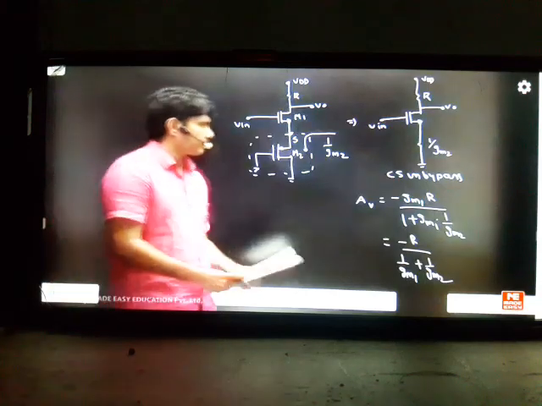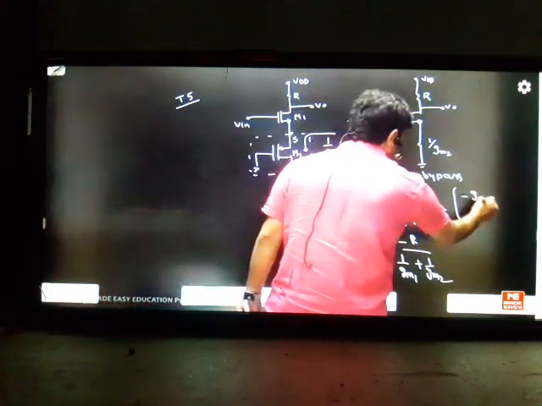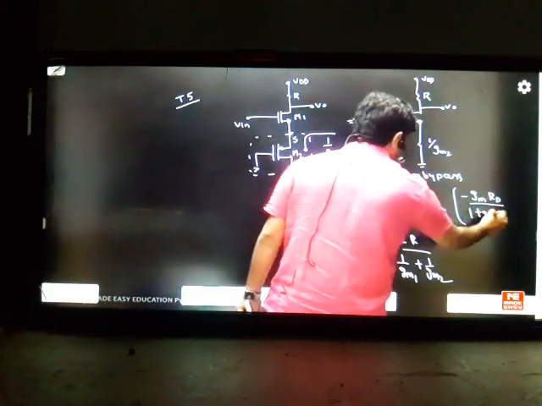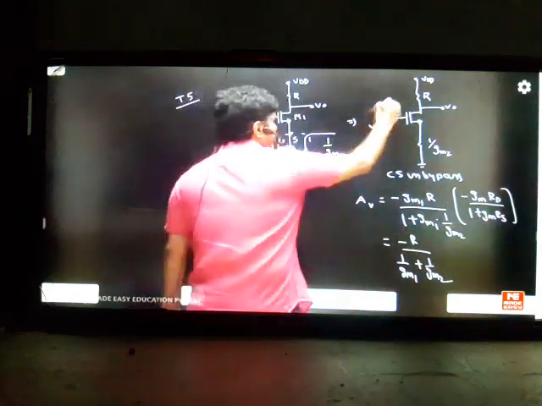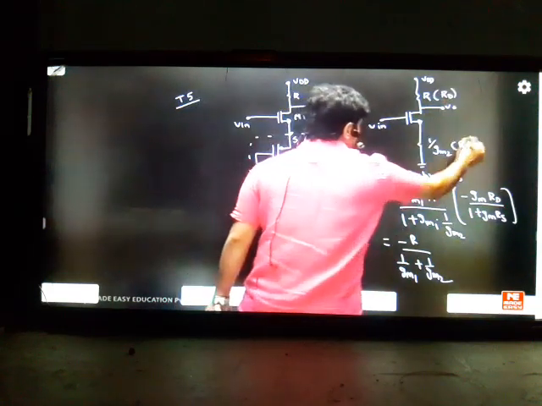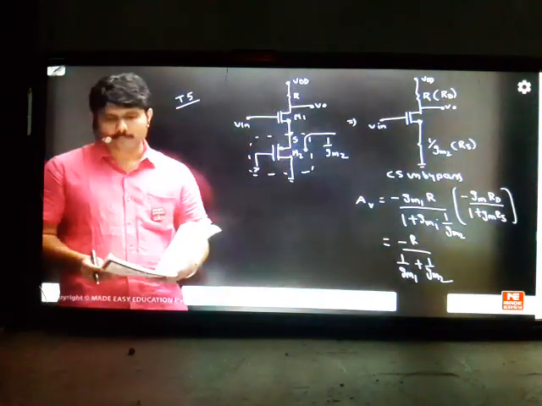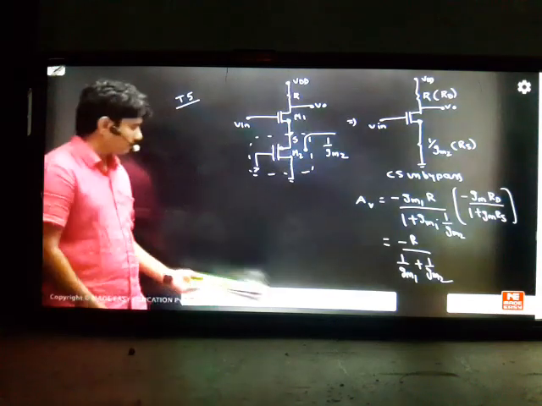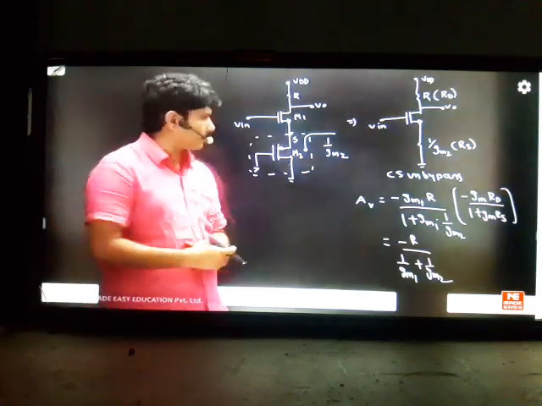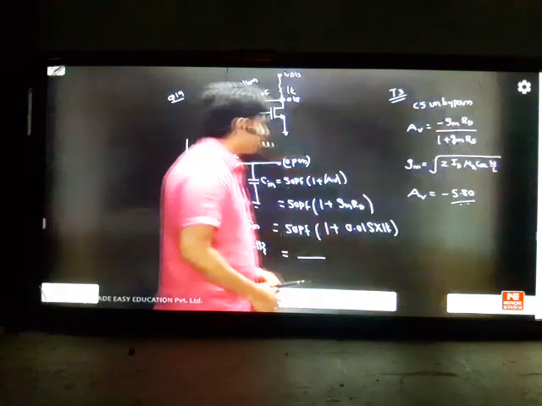The background formula for this is minus Gm into RT by 1 plus Gm into R. Yes, this is the formula. According to the board, this is RT and this is RS. This is RT and RS. Okay? So you're asking for the previous slide. This is the previous slide.